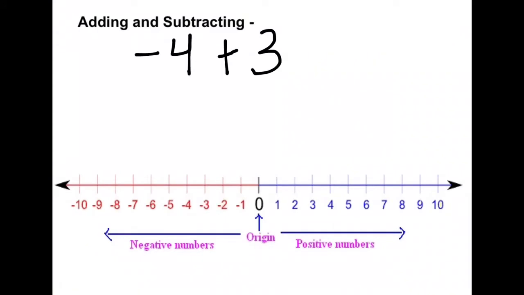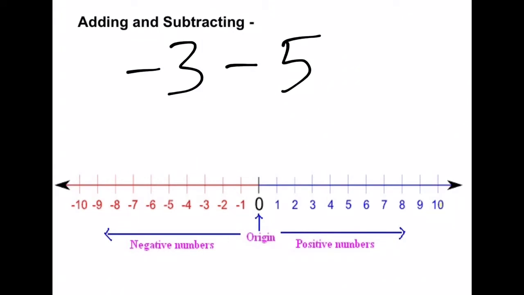So if we start with a number like negative 4, we can plot that on our number line. And if we're adding 3, that means we are traveling to the right 3. And our final destination is negative 1. The reason why our number is negative is because we are still to the left of 0, and anything less than 0 is negative.